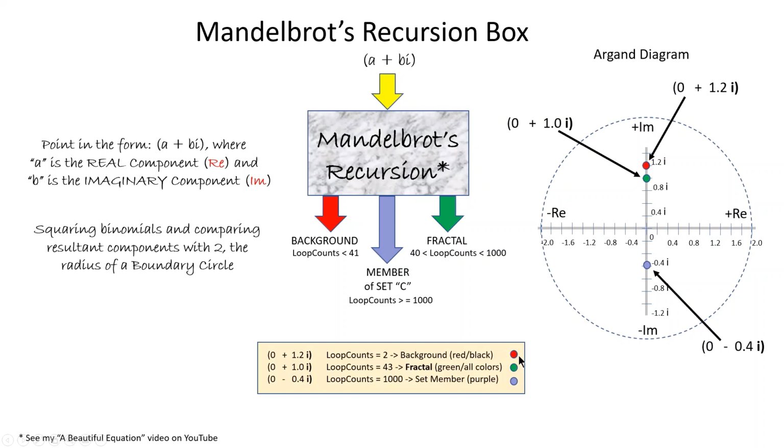We say, okay. Notice it told us it had 2 loops in it. Fine, that's how it knew it was background. So we put a red there. And we fed the second point into it, and it said it's 43 loops. It's a fractal. It's green. So we put a green there. And we fed this point into it. Comes back, it says it's got 1,000 loops. It's a set member. Let's make it bluish or purple. And we'll do that right there.